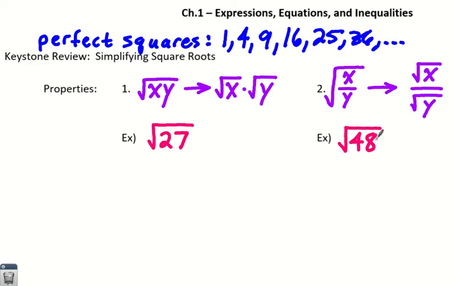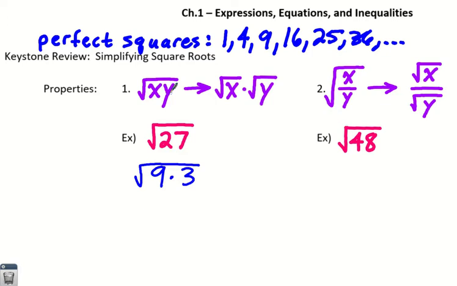So spoiler alert, when you're looking for perfect squares that are factors of 48, there's more than one. But you want to make sure you pick the largest perfect square that there is and break that off as a factor. So essentially, my method is to rewrite 27 using the largest perfect square that's a factor of 27. And it's 9. So I'm going to break it up into the square root of 9 times 3.